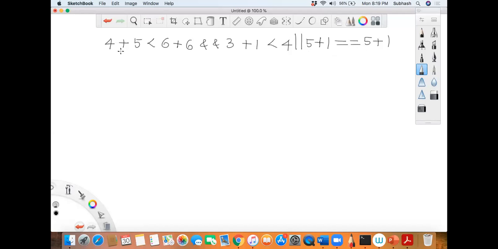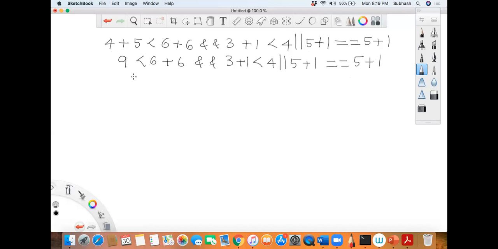Tell me, how much is it now? 4 plus 5, 9. So 9 less than 6 plus 6, and 3 plus 1, and 5 plus 1, less than 4. I am showing you step by step, okay? That is the reason. I could have solved it in one line, but let us go step by step so that you understand. Sahil is there in the class. That is the reason, okay?